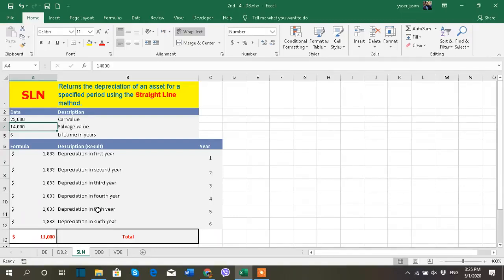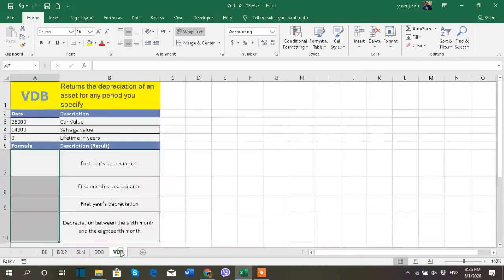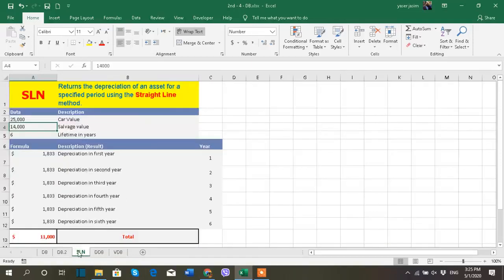Next lecture we're going to go for the DDB, double declining balance, and we're going to go for the VDB, which is the variable declining balance. Going to use the double declining balance as well.